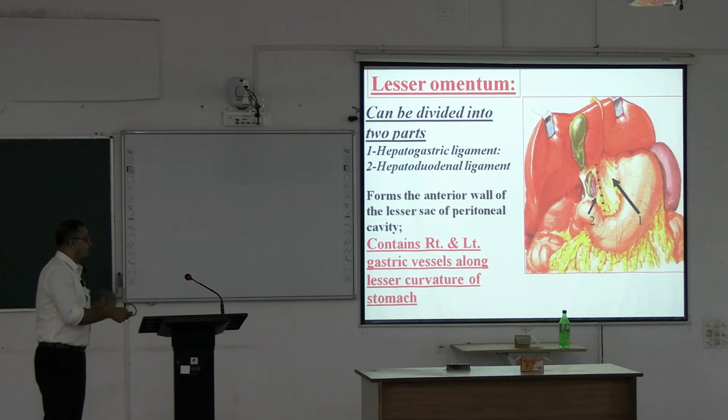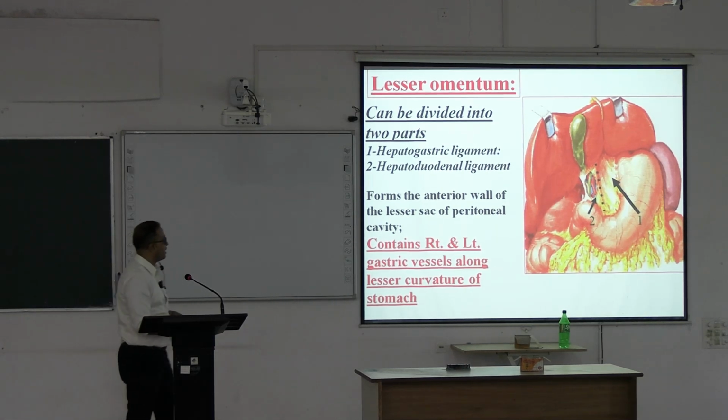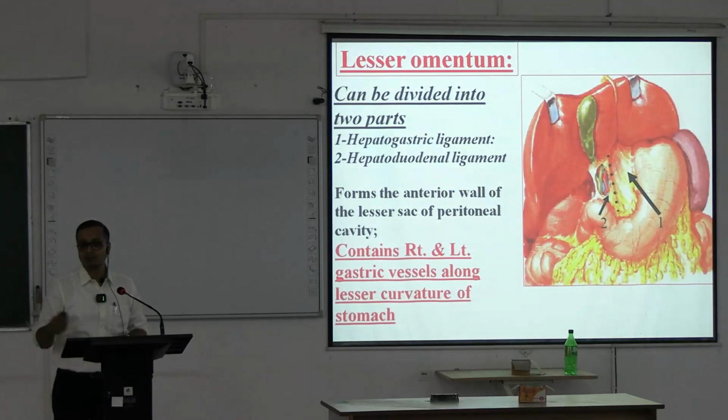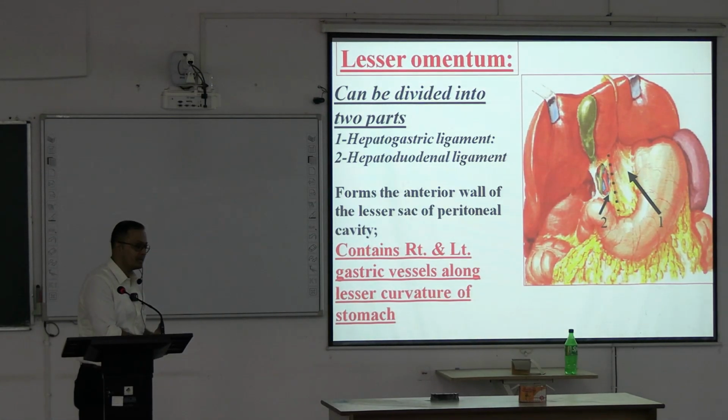Now, another point of concern is that the lesser sac contains blood vessels in this region. We have the gastric blood vessels on the right side and left side. The right and left gastric arteries are present as anastomotic branches as a content of the lesser omentum. So you have to know exactly what this is and what that particular peritoneal reflection contains out here. This is the second element of this peritoneal reflection.